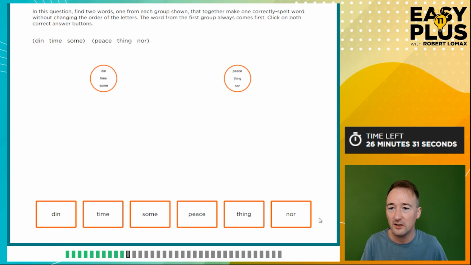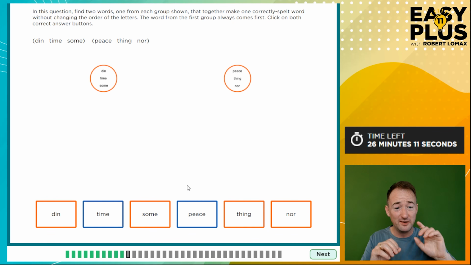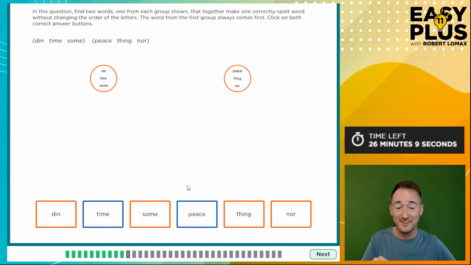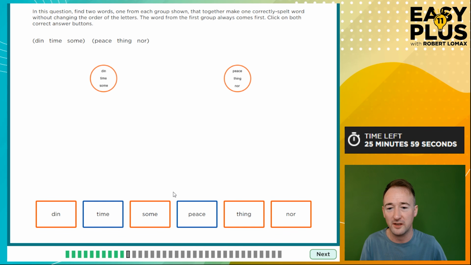Din piece, din thing, din nor. That is not dinner. Din nor, no. Timepiece. Okay, you'll be itching to select time and piece because you know that means a watch, for example, but be careful because timepiece is a piece that gives you the time. It is a piece spelt P-I-E-C-E, not peace as in a lack of war. So it is not timepiece. Time nor, some piece, something, something. Okay, that must be the answer, something.